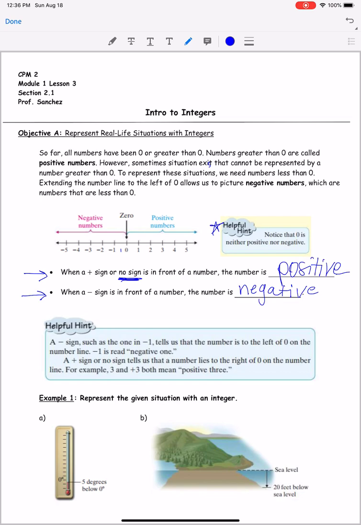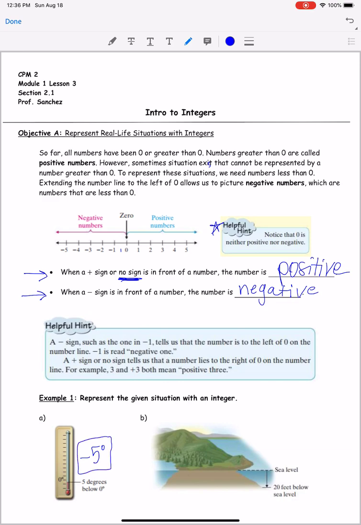So we can see here we are below that 0 mark. We are 5 degrees below 0. So that just simply means to represent that is -5 degrees. Usually you want to put degrees Fahrenheit or degrees Celsius, but since we don't know what unit we're in, we'll just put the little degrees sign.